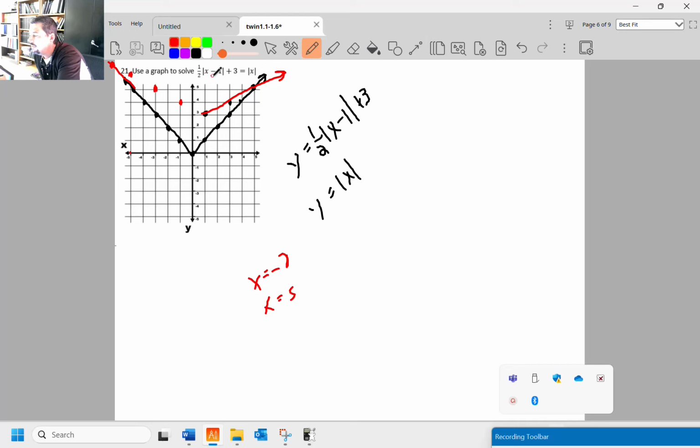The absolute value of -8 is 8. Half of 8 is 4. 4 plus 3 is 7. If I plug in -7 right there, that becomes as well. So I've checked it. They both work.